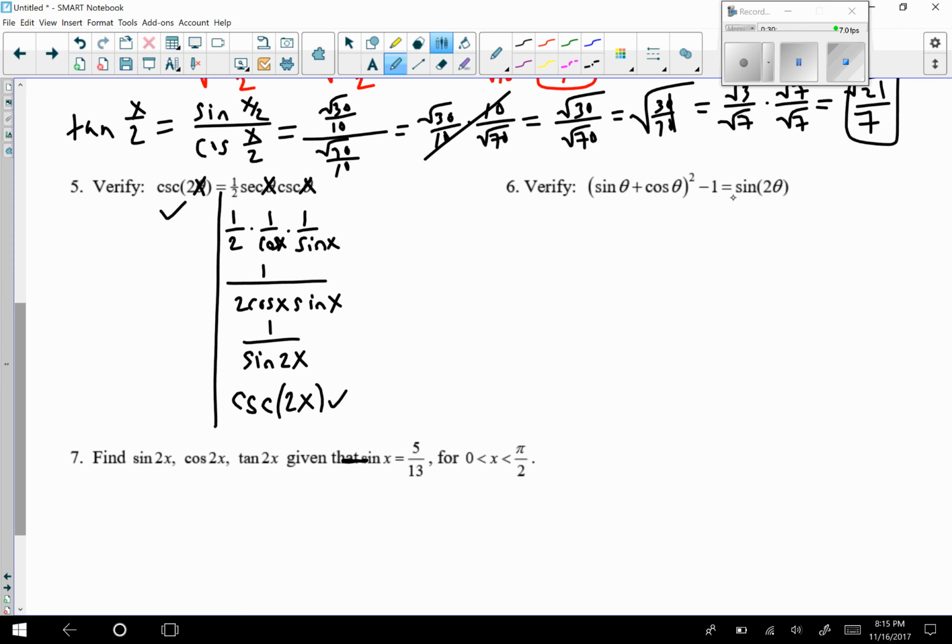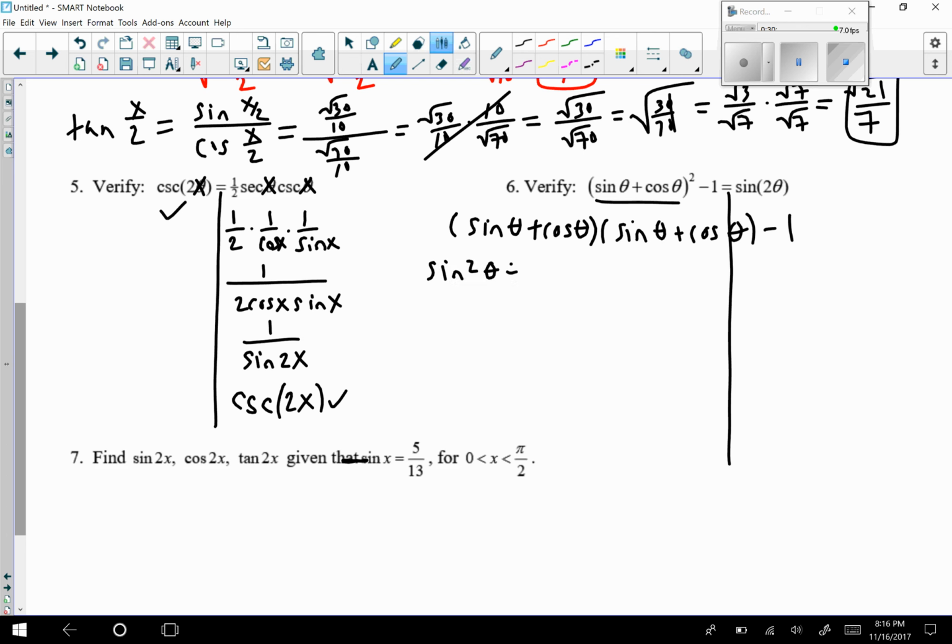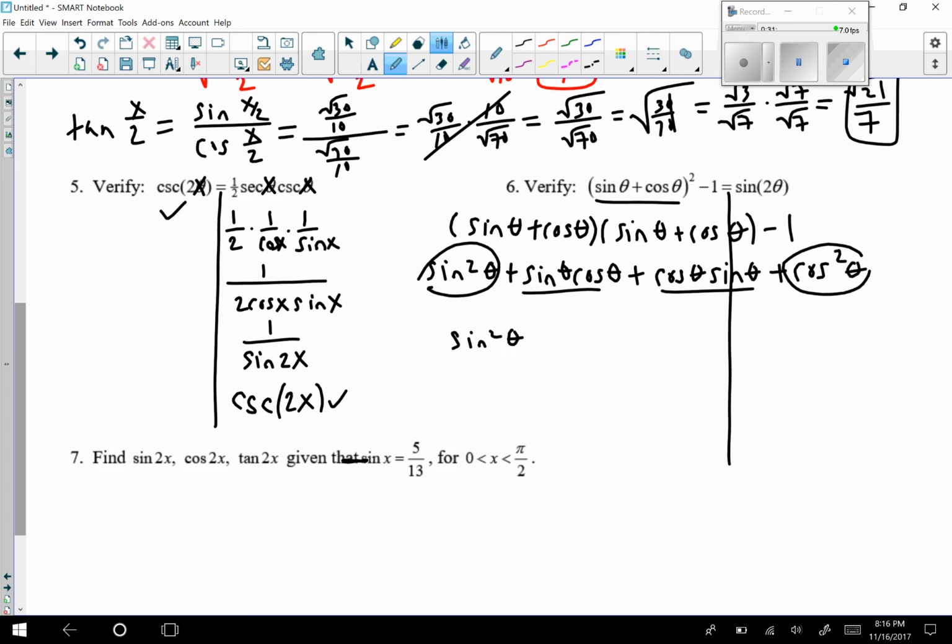So we can do the same thing for this identity over here. If I want to solve this identity, I would probably work with the left side in this case. If I see something squared and there's no parentheses over here, that means I'm going to multiply that out. So I have the sine of theta plus the cosine of theta times the sine of theta plus the cosine of theta, minus 1. And then if I FOIL this out, I get sine squared theta plus sine theta cosine theta plus cosine theta sine theta plus cosine times cosine would be cosine squared theta. Notice you have these two terms that are like terms. We have sine squared theta here, and we have a cosine squared theta. So I'm going to put those together.